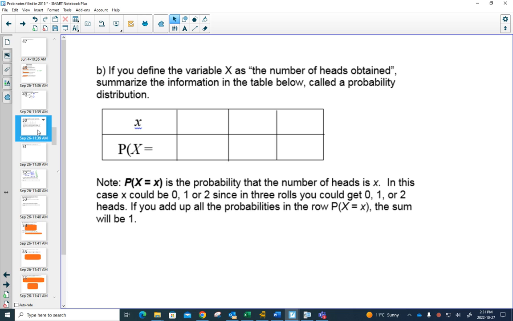So we can make what's called a probability distribution for this. We define our variable x as the number of heads you could get. And if we look at our sample space, you could get 0 heads, 1 head, or 2 heads. The chance of getting 0 heads was both tails. That happened 1 out of 4 times. 1 head happened 2 out of the 4 times. And 2 heads happened 1 out of the 4 times.